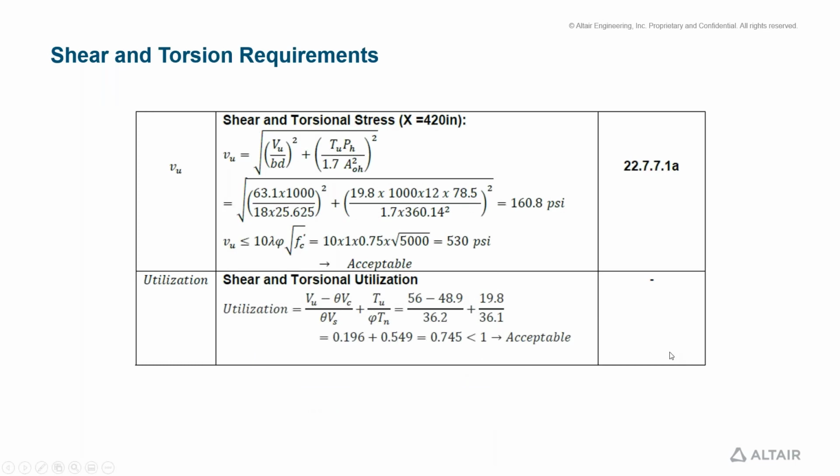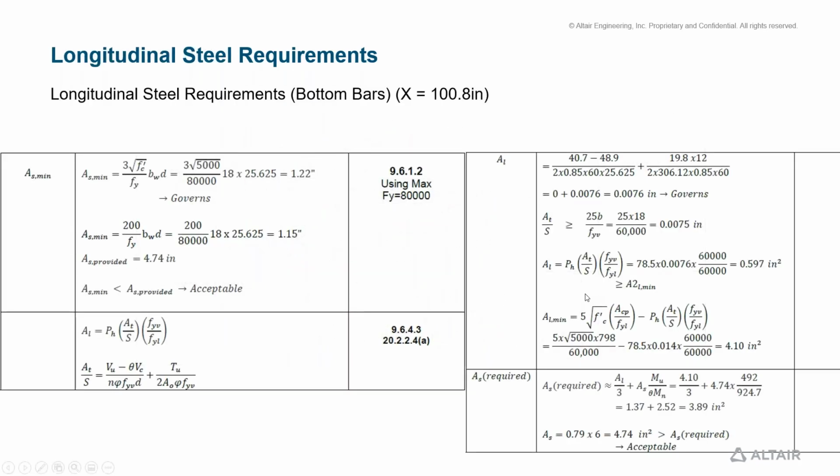So overall, when we're looking at the shear and torsional utilization, we have the following utilization formula that's being considered, considering both shear and torsion. And our utilization ratio works out to be 0.745, less than 1, which is what we wanted. So that's an acceptable design, so we're happy with that.